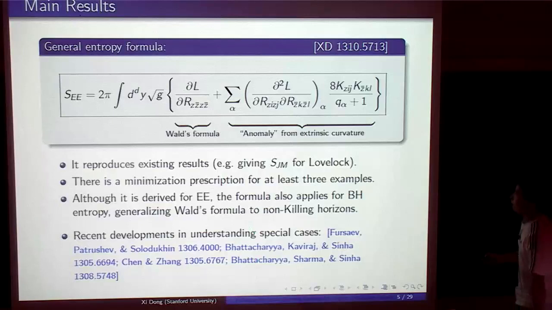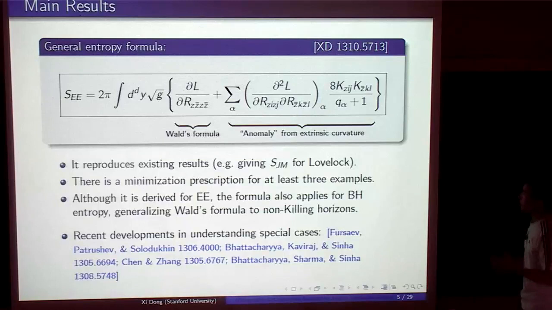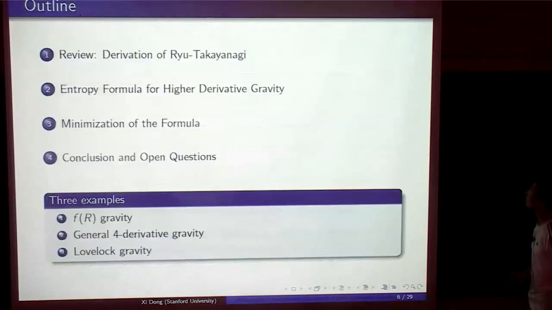For now, for the most part of the talk, I'll still talk in the context of entanglement entropy, just for concreteness. There are a lot of recent developments in understanding the entanglement entropy in special cases for this formula. For example, people have studied Gauss-Bonnet theory and general four-derivative gravity and so on. So this formula reproduces these special results, which I think is very nice.